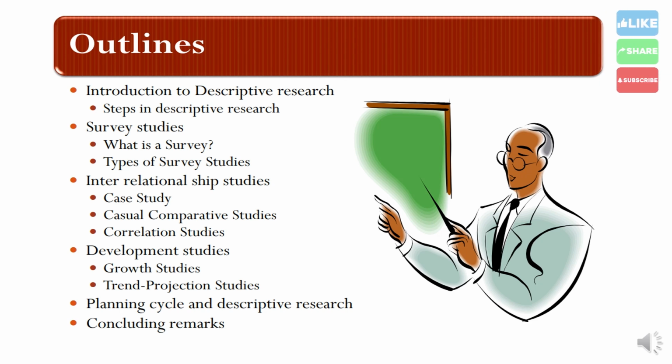After that, we will discuss survey studies: what a survey is and the types of survey studies. Then there are interrelationship studies as well. In this, we will discuss case study, causal comparative study, and correlation studies. After that, developmental studies. In this, there is growth study, trend projection study, and after that, we will discuss the planning cycle and descriptive research and concluding remarks as well. So let's start.